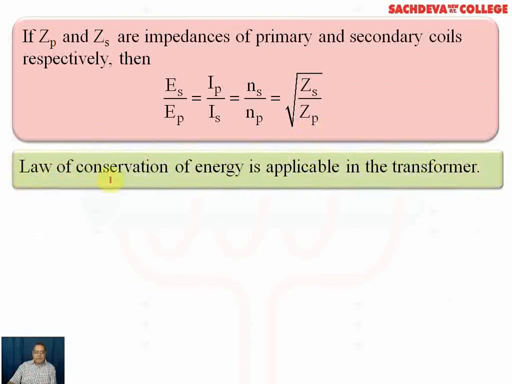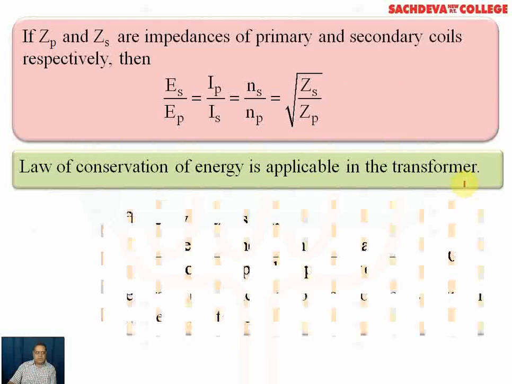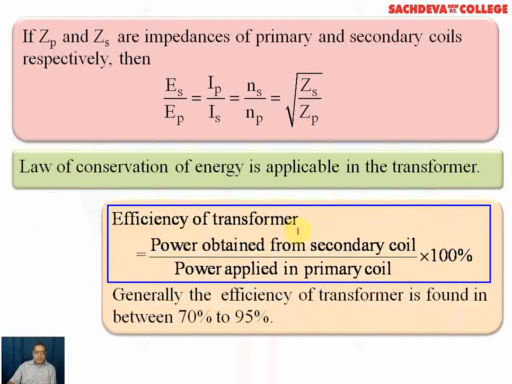The law of conservation of energy is applicable in the transformer. So, in the transformer, we assume that one form of energy can be converted to another form, but loss of energy is not possible. However, practically some losses are there, but in the ideal case, we assume there is a complete transformation of one energy into another energy. Efficiency of a transformer is also calculated in percent.